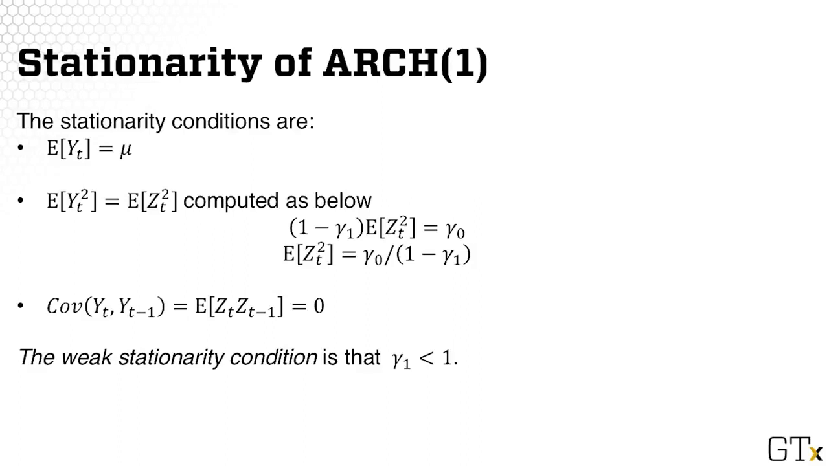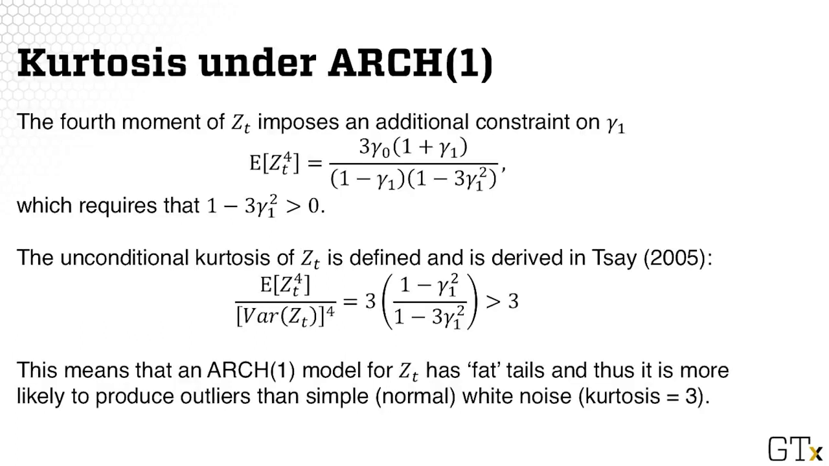These are the conditions under the so-called weak stationarity. In order to ensure strong stationarity, we need to impose additional constraints on gamma_1 to ensure that the fourth moment of Z_t is finite. The fourth moment, assuming normality, is provided on the slide.